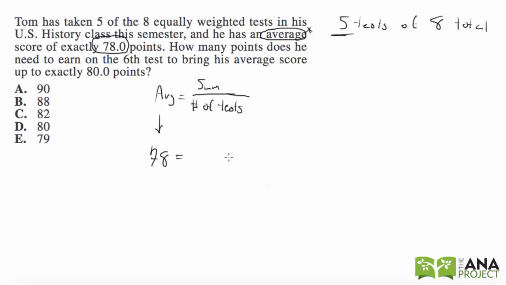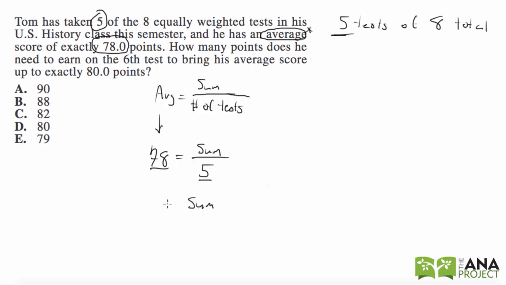We know the number of tests he's taken so far. So this average is of the 5 tests, not the 8. So over 5 and then the sum. So we have 2 of the pieces of information for average. Let's just solve for the other one. I'm going to anticipate we're going to need the sum.